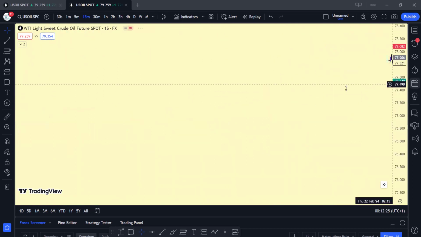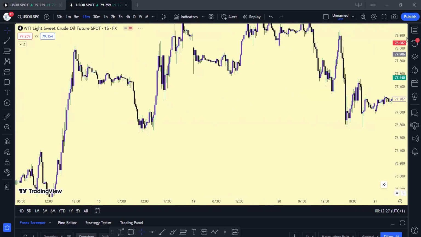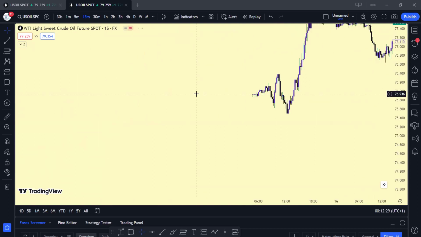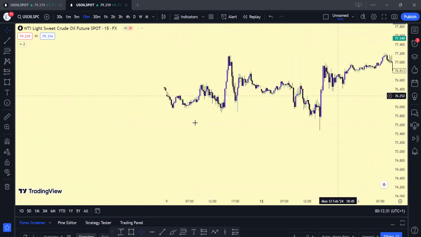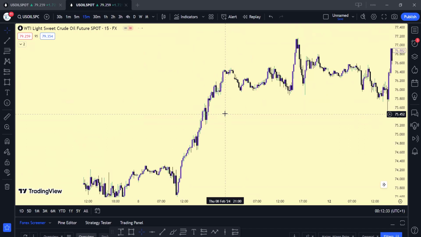go as far as you want. Let's start from this. So before you backtest, you need to understand your system. Is your system time sensitive? Is your system time sensitive?